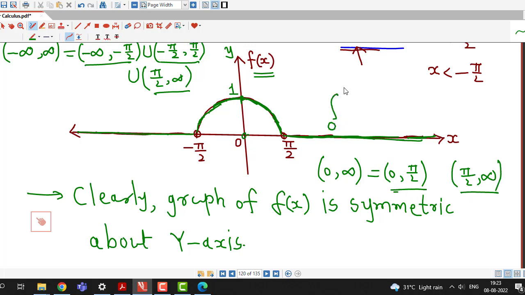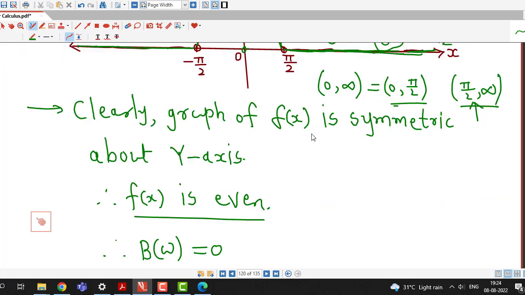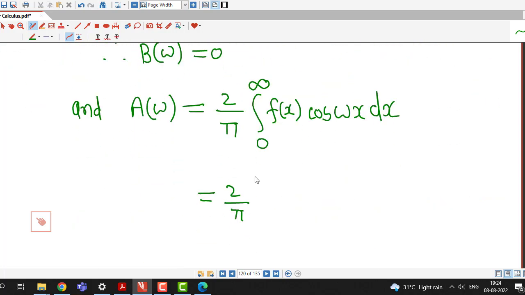So we will break this integral from 0 to infinity as integral from 0 to pi by 2 plus integral from pi by 2 to infinity, and in this interval the value of f(x) is 0, so there is no contribution from this integral. We are left with the integral from 0 to pi by 2 only. Or we can write one more step here.